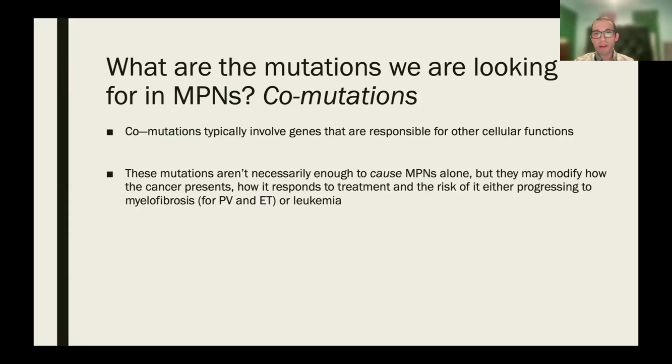So, like I said, co-mutations typically involve genes that are responsible for other cellular functions, still affect how blood cells divide or how long they live or how active or not active they are, but they're not necessarily part of that signaling cascade I showed before with JAK2, CALR, and MPL. Typically, these mutations aren't enough to cause MPNs by themselves, but they may modify how the MPN presents, how it responds to treatment, and especially the risk of it becoming either myelofibrosis or leukemia, depending on where you're starting out from.